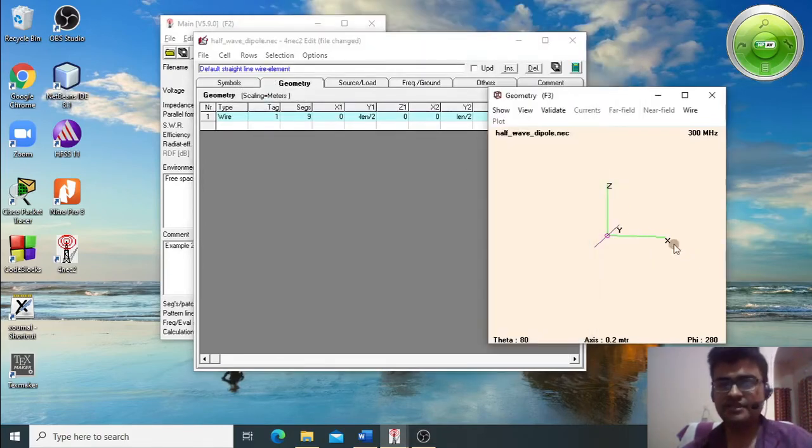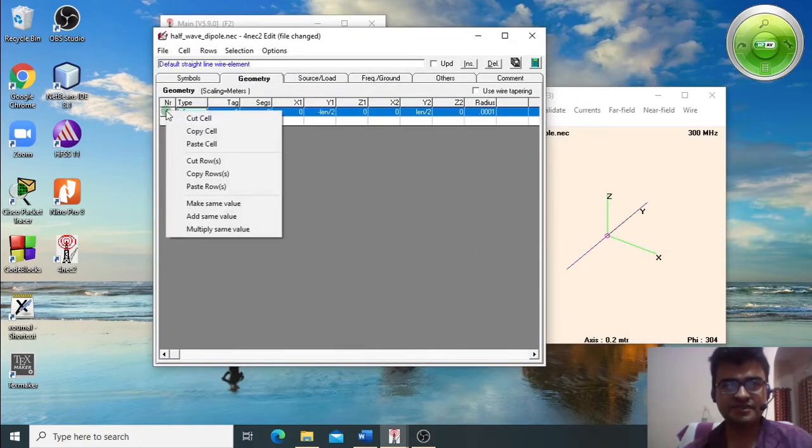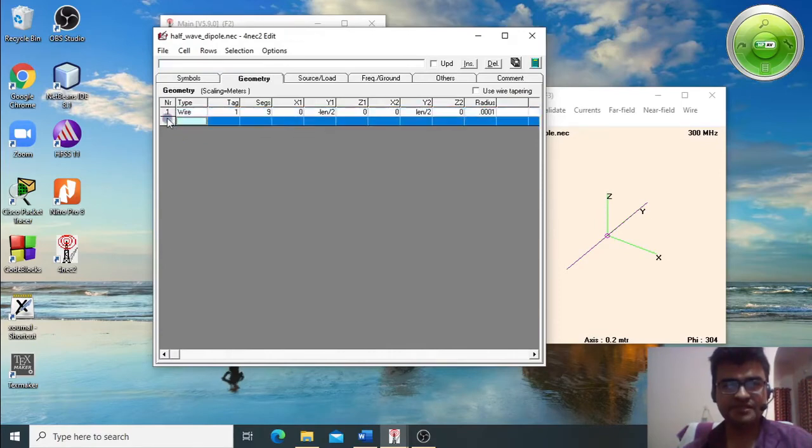As you can see here in the figure, the half wave dipole is placed on the y-axis. So what we are going to do is copy these dimensions. See, we are copying this dimension, and we'll paste it to the next line.